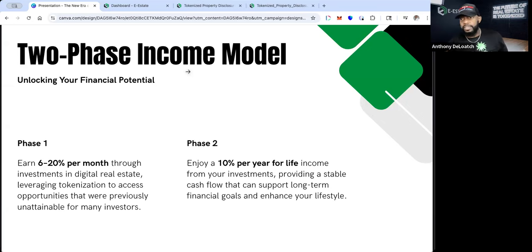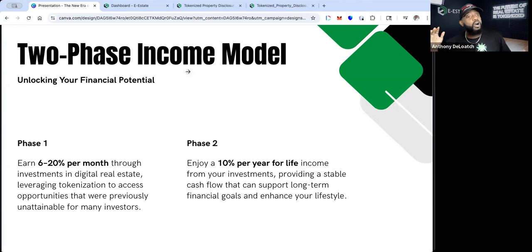Now, you're probably wondering, what type of profits am I going to earn? Guys, you're going to earn anywhere from 6 to 20% per month, depending on the property that you're participating in. What? That's anywhere from 0.41% to 1% per day. Guys, this is accelerated passive income that you can earn from the real estate space. This is so phenomenal.